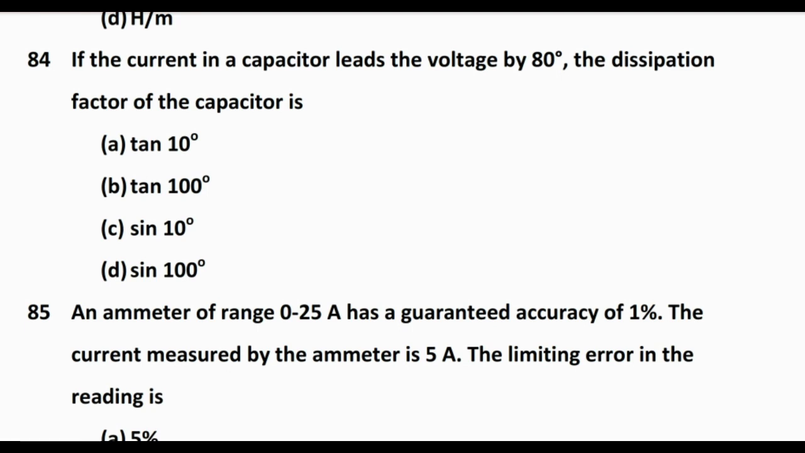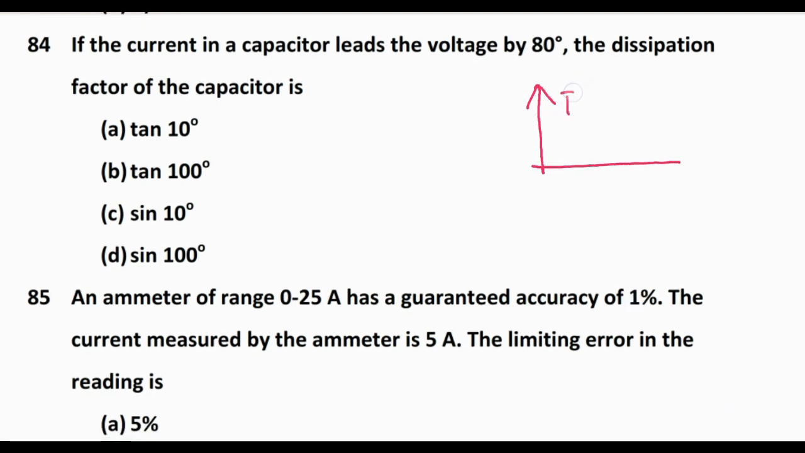So here, if the capacitor is pure, that means there will be no loss, then current will lead the voltage by exactly 90 degrees. But in the case of this capacitor, current is leading the voltage by 80 degrees. That means there is a 10 degree loss, a resistance value because of which the loss is occurring. That means there is a leakage factor. The capacitance is not pure.